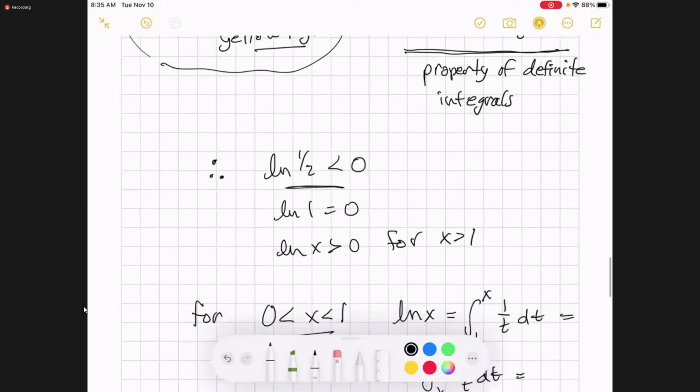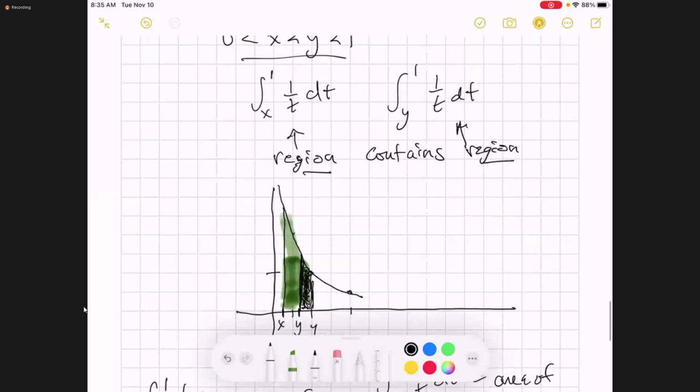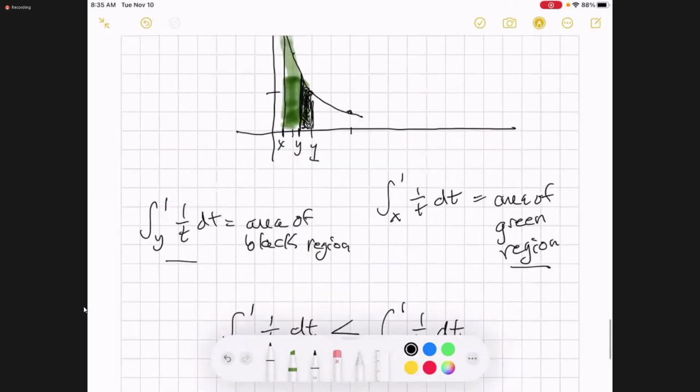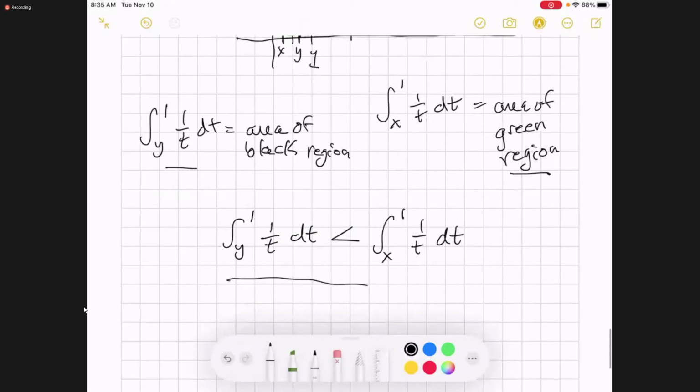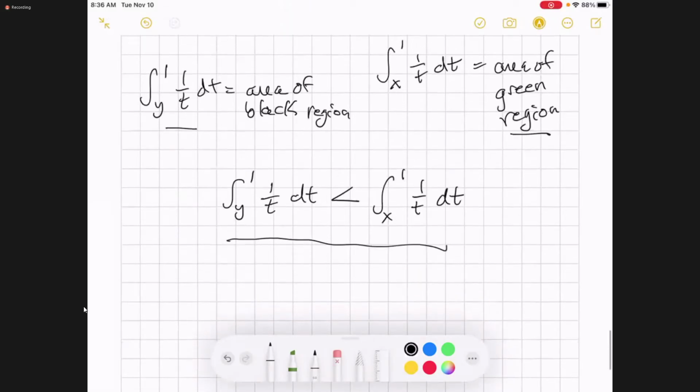Let's see, I forgot where I was. Right. So we've established that this integral is a smaller number than that. The integral from y to 1 of 1 over t dt is a smaller number than the integral from x to 1 of 1 over t dt. Because the area of the black region is contained, well, it's got to be less than the area of the green region because the black region is a subset of the green region. Okay, but what does that say about our logs and our new function?